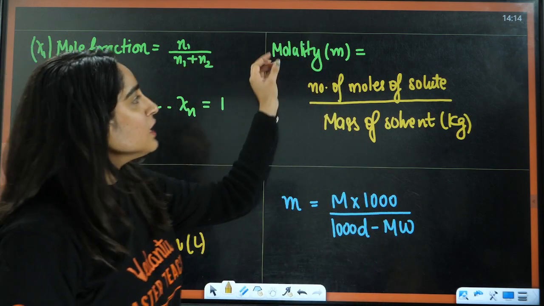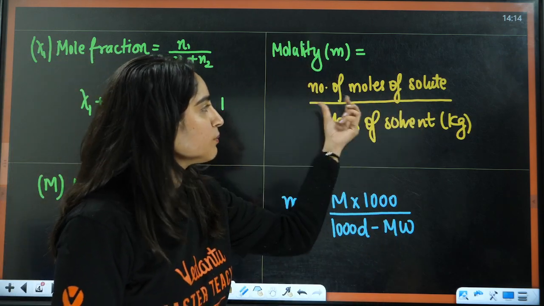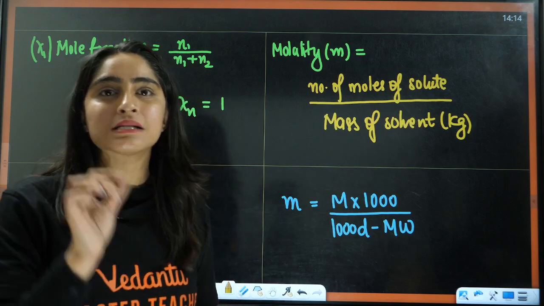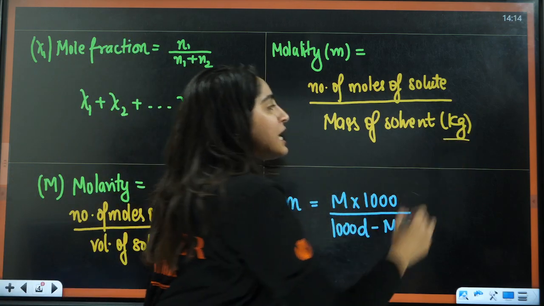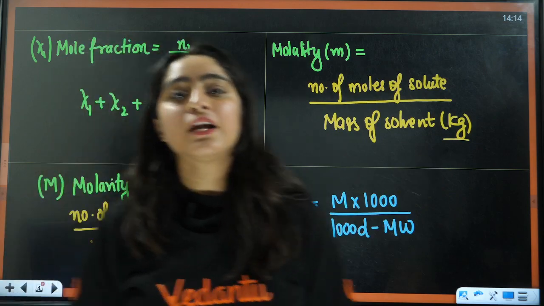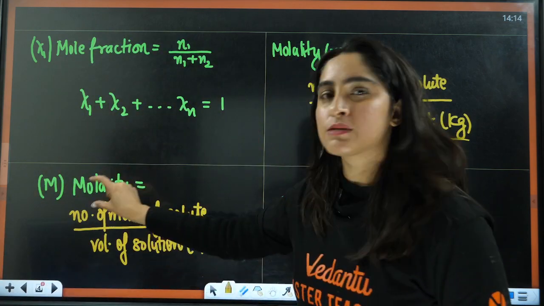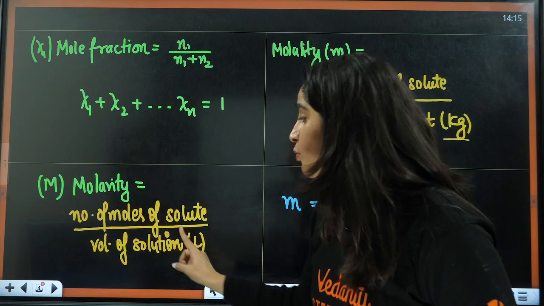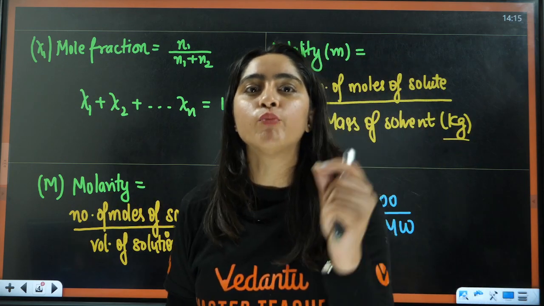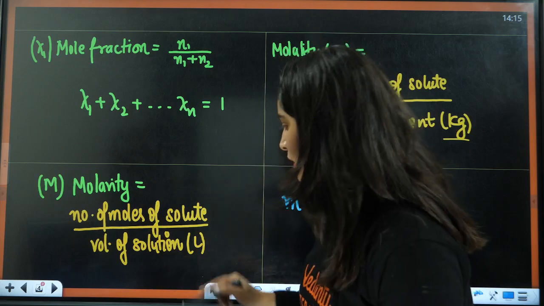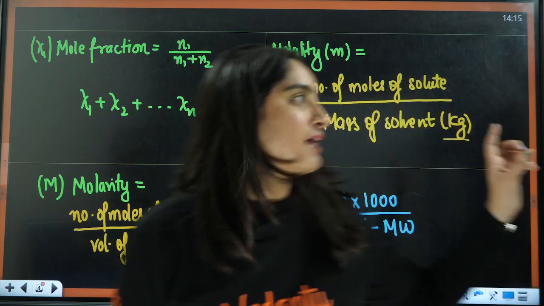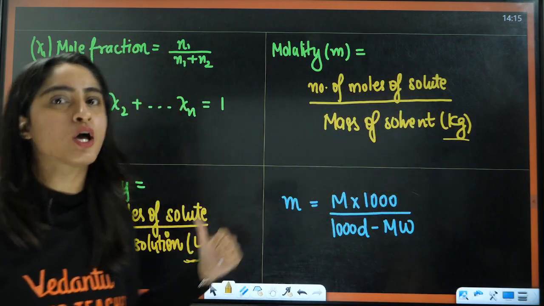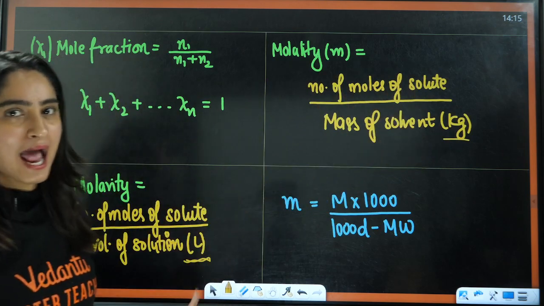Next is molality. Molality is number of moles of solute divided by mass of solvent, and this is very important, that will be in kilograms. And if you want to calculate molarity, this is molarity, that was molality. This is number of moles of solute divided by volume of solution in liters. Always remember this is in liters and that is in kilograms, not grams, not milliliters, kilograms and liters.